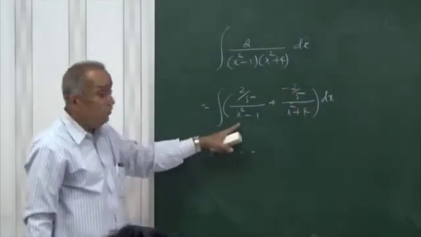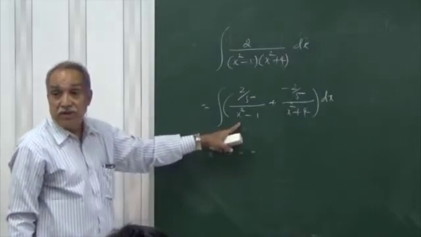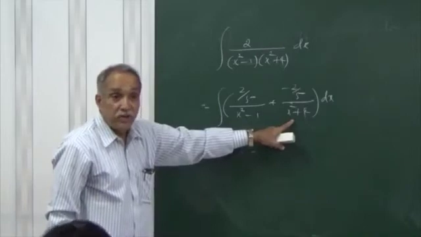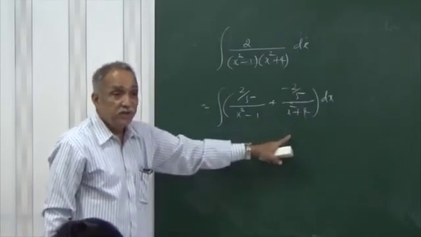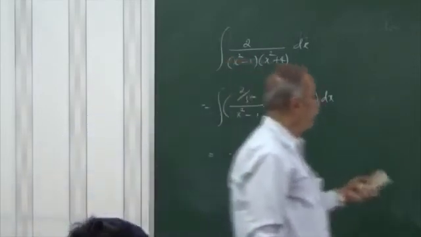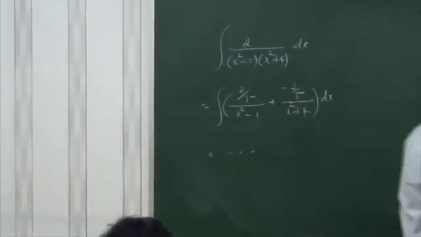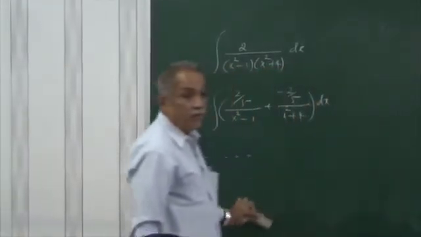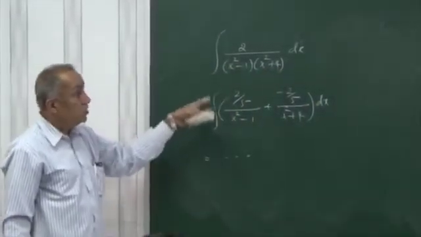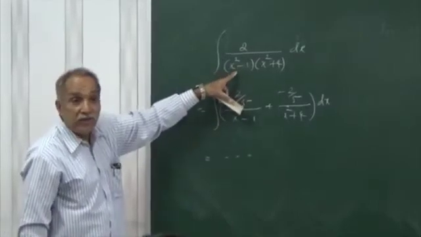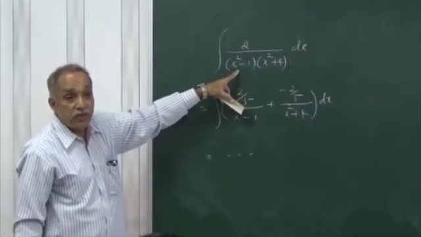You have a formula for integrating 1 by x square minus 1. You have another for integrating 1 by x square plus 4. Job is finished easily. This shortcut I could apply because I found only even powers of x everywhere in the expression.